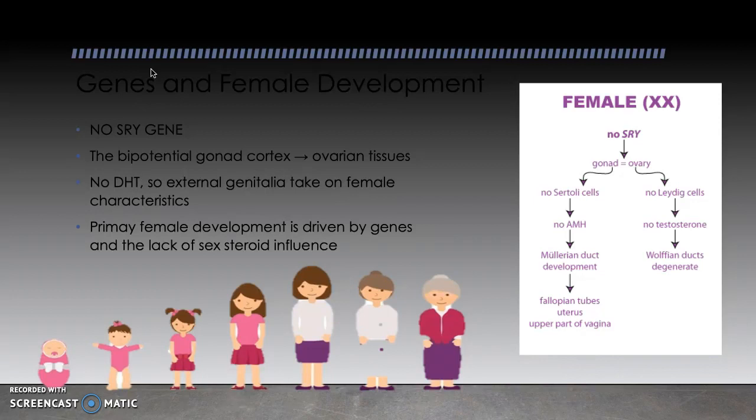As you can see by this diagram, if there's no testosterone or resultingly DHT, the external genitalia take on female characteristics and the Wolffian duct degenerates. And without AMH, the Mullerian duct develops into the fallopian tubes, uterus, and upper part of the vagina. So primarily, female development is driven by genes and the lack of sex steroid influence.